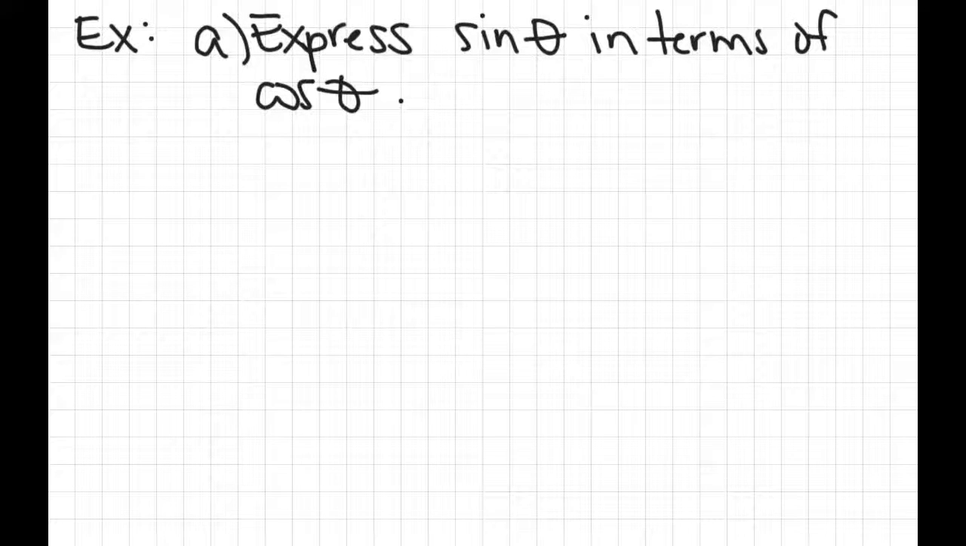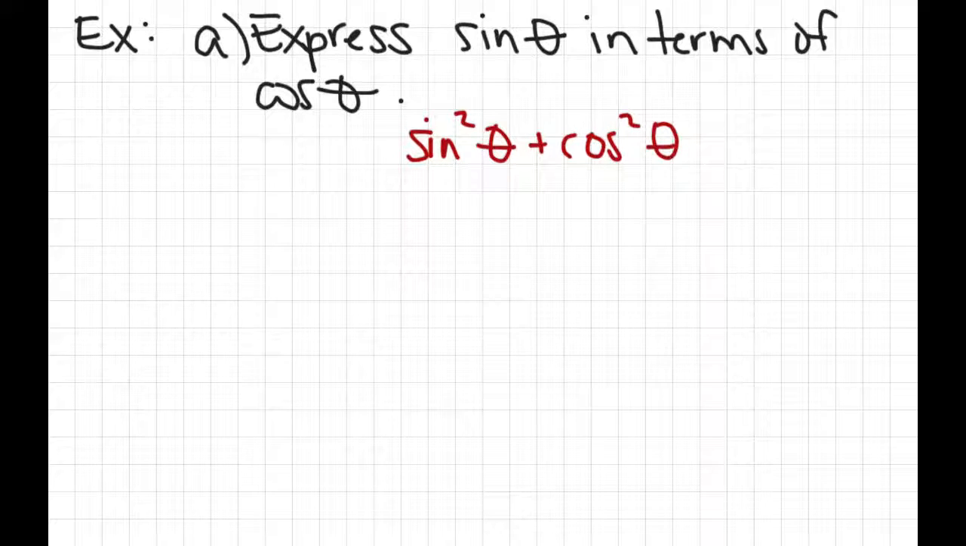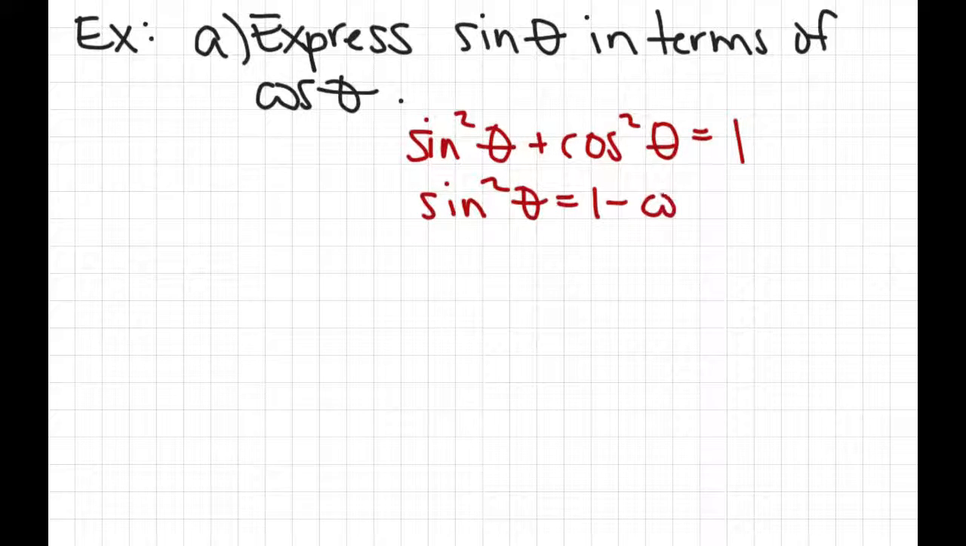So let's do some manipulations of these identities. In part A here, I want to express sine theta in terms of cosine theta. And I want to remind you that one of these identities said the sine squared theta plus the cosine squared theta is equal to 1. Well, if I want to express sine in terms of cosine, that means I want sine to equal something with a cosine in it. Well, I can take this equation and I can subtract the cosine squared theta. And then I can square root the other side.